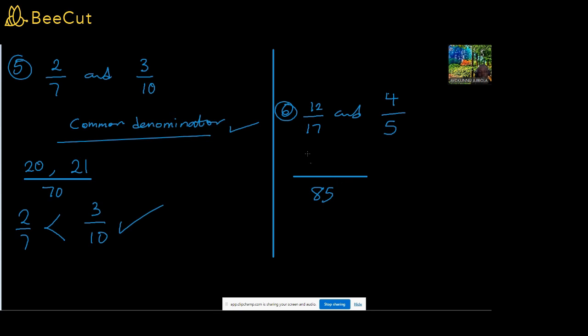Then 17 in 85 is 5. So 5 times 12 is 60. Then 5 in 85 is 17. 17 times 4 is 68. Is that clear? Good. Then we can say 60 is smaller than 68. That means 12 over 17 is less than 4 over 5. Is this clear to you?